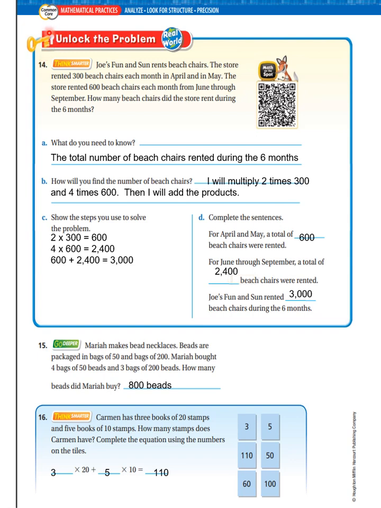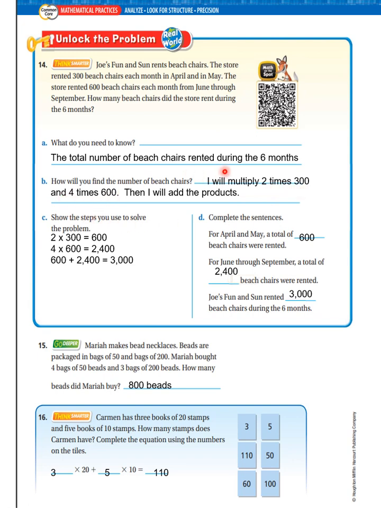All right, unlock the problem. Joe's Fun & Son rents beach chairs. The store rented 300 beach chairs each month in April and in May. The store rented 600 beach chairs each month from June through September. How many beach chairs did the store rent during the 6 months? Well, what do you need to know? I need to know the total number of beach chairs rented during the 6 months. B, how will you find the number of chairs? I will multiply 2 times 300 and 4 times 600.